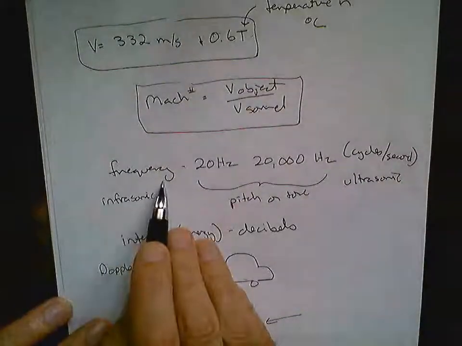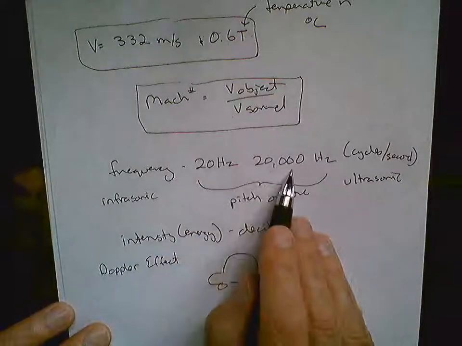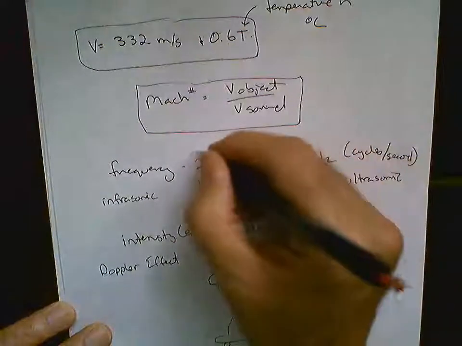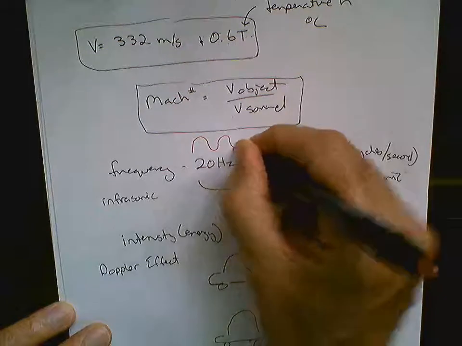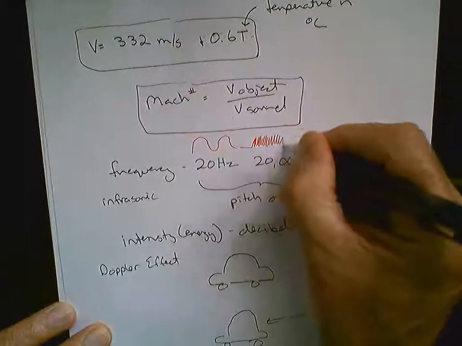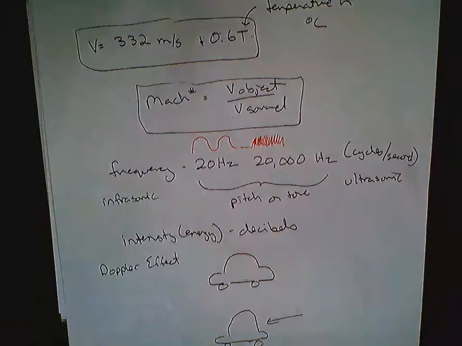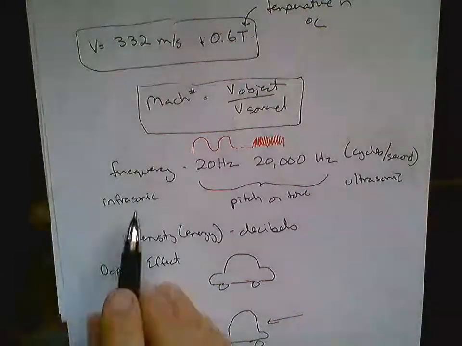Now, frequency. What frequencies can we hear? We can hear anywhere from 20 hertz to 20,000 hertz. So if we were to diagram 20 hertz, it might be like this. If we were to diagram that 20,000, it would be like this. This would be the frequency. So frequency is the number of these cycles that pass a point every second. Okay, so 20,000 hertz means 20,000 cycles per second.